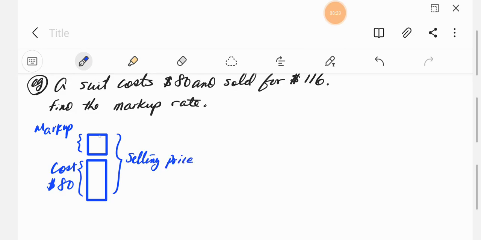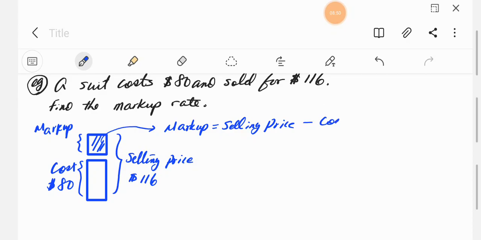Selling price, right? We don't know the cost here, but the selling price is $116. So the markup will be what? The selling price minus the cost, right? So the selling price is 116 and the cost is 80. So the markup amount will be $36. Can you see it?